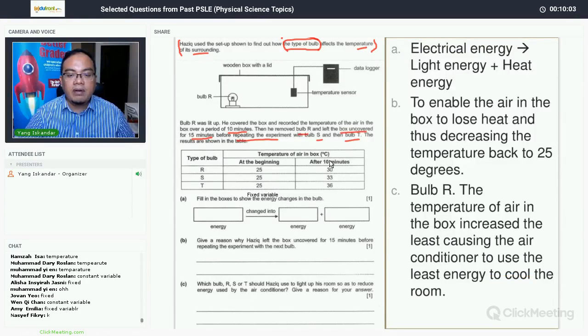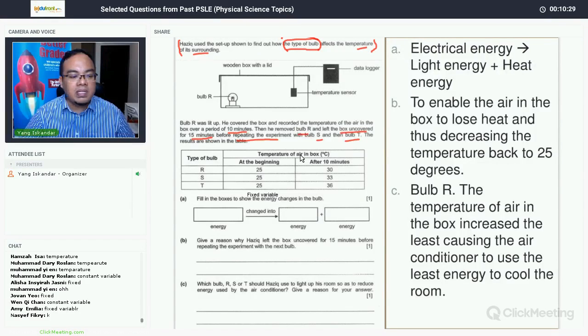Okay, so after 10 minutes, if you take a look at the next part here, you take a look at the temperature. Now from 25 in bulb R, it goes up to 30 degrees Celsius. For bulb S, 25 degrees Celsius goes up to 33 degrees Celsius. For bulb T, 25 goes up to 36 degrees Celsius.